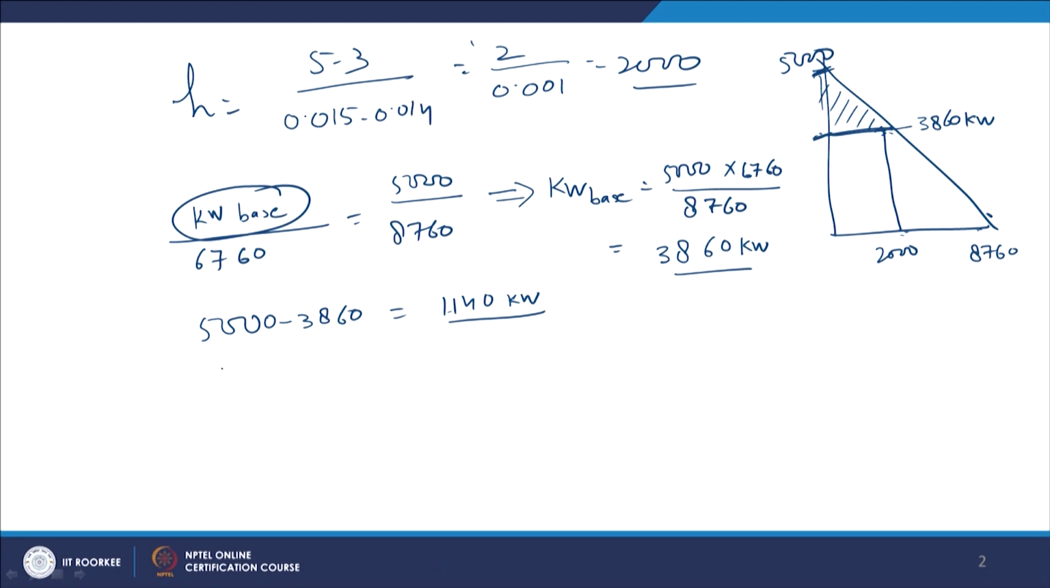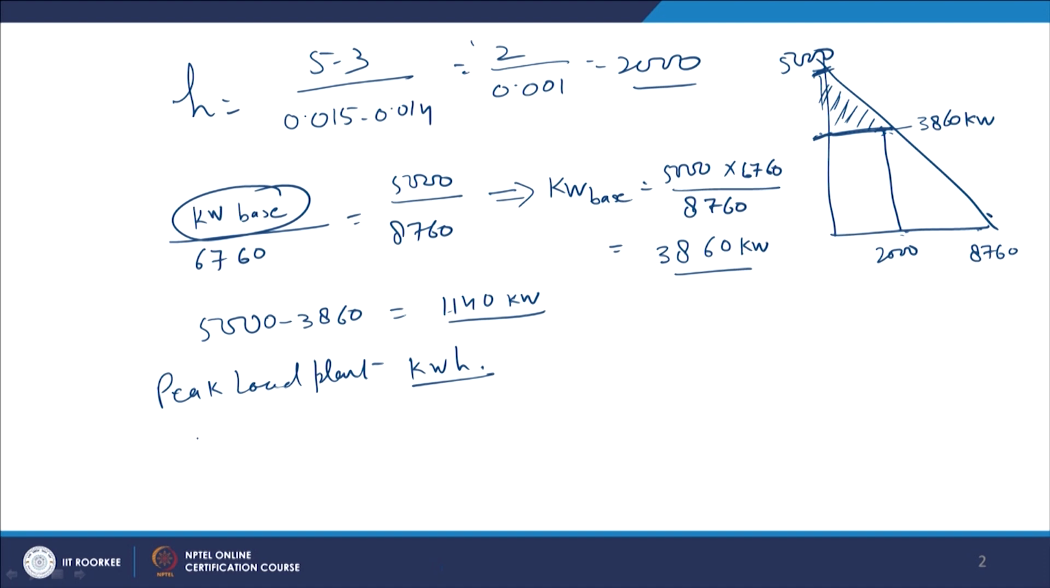So, for the peak load plant, what is the cost of generation? First of all, we will have to find how much energy is generated annually in the peak load plant. So, in the peak load plant, the kilowatt hours, that is the total energy generated, will be the area of this triangle.